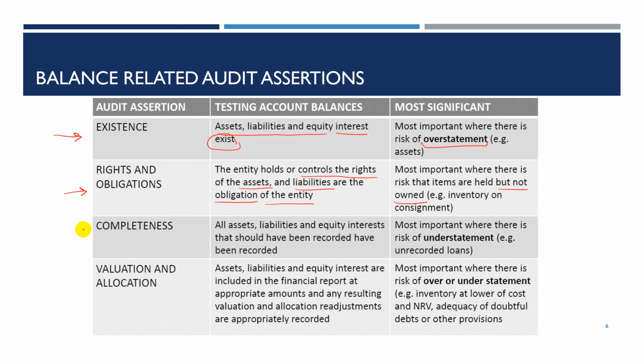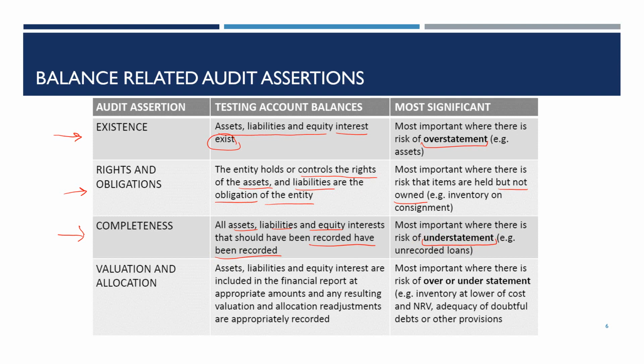This inventory physically exists but does not satisfy the rights and obligations assertion, as this inventory is not owned by the entity. When testing for completeness, an auditor searches for assets, liabilities, and equity items and ensures that they have been recorded. This assertion is important when the auditor believes that there is a risk of understatement and the client has omitted some items from the balance sheet. For example, an auditor will search for unrecorded liabilities such as loans.